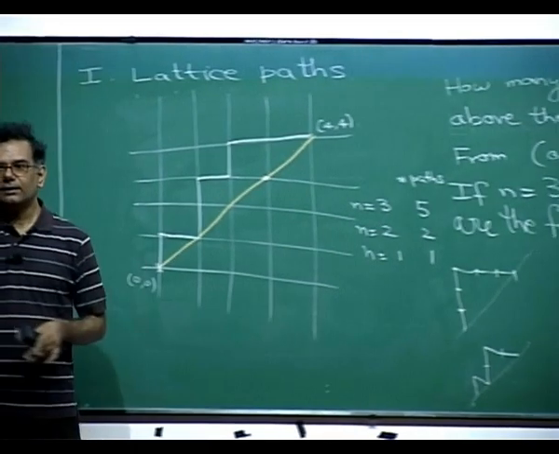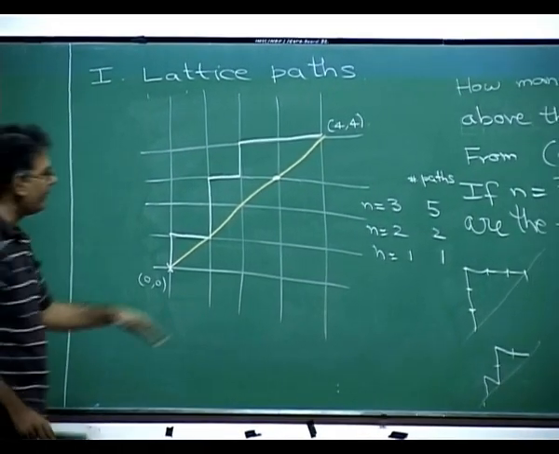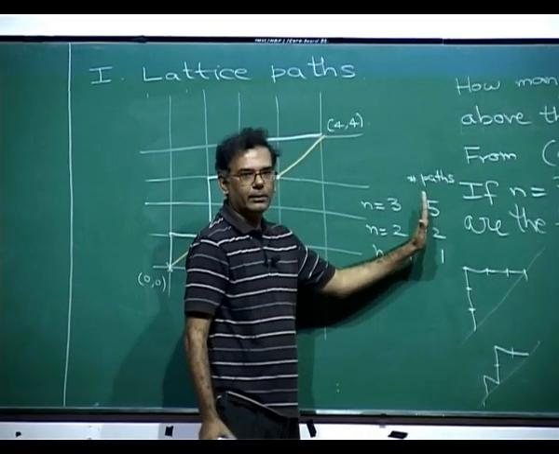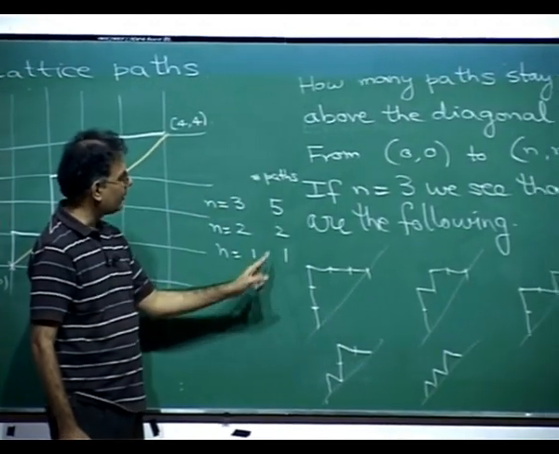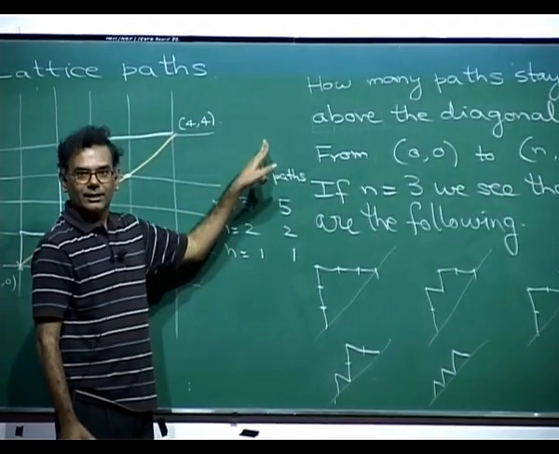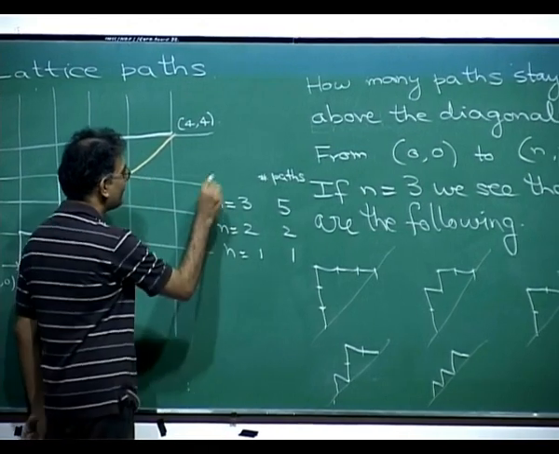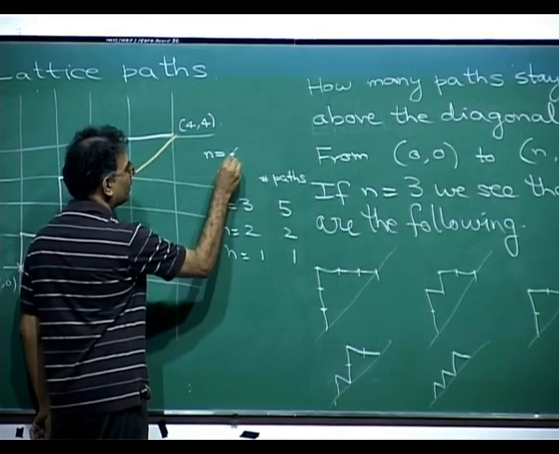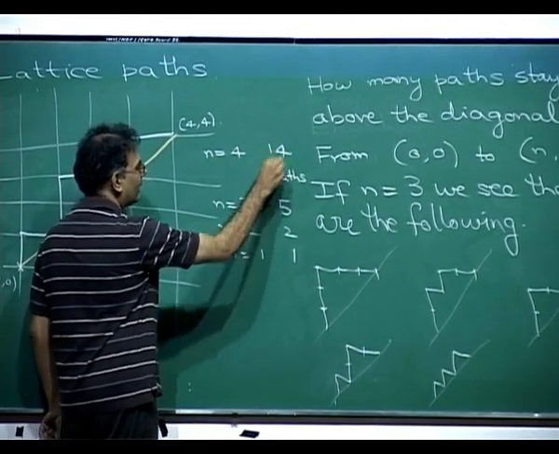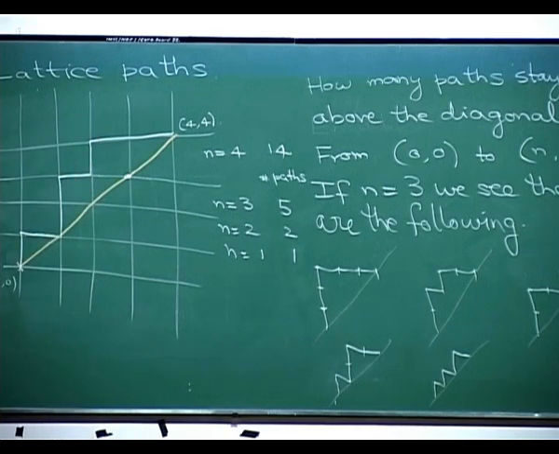So you get a certain sequence of numbers beginning this way. For every n, you will get a certain number here, and they form some certain sequence, 1, 2, 5, something, and so on. And that something happens to be, if you do it carefully, for n equal to 4, you will see that there are 14 paths. So the sequence begins with 1, 2, 5, 14, etc.